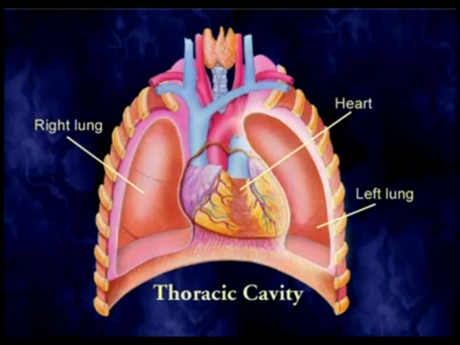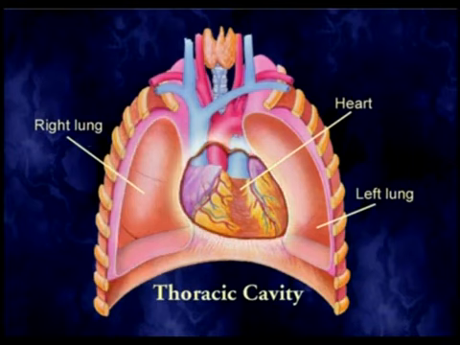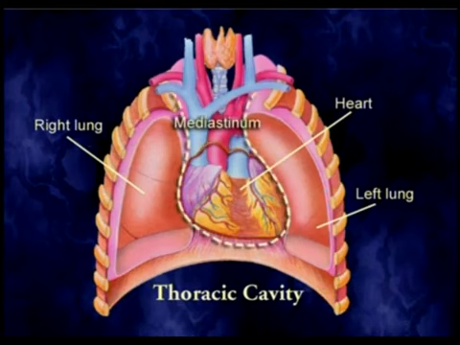The left lung here is in its own enclosure. It does not communicate with the heart in any major way. The right lung is in its own enclosure, and then the heart and the great vessels are in the middle. This middle area is called the mediastinum. And the only functioning structure in the mediastinum is the heart itself.